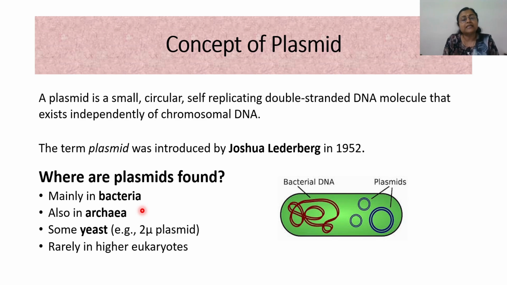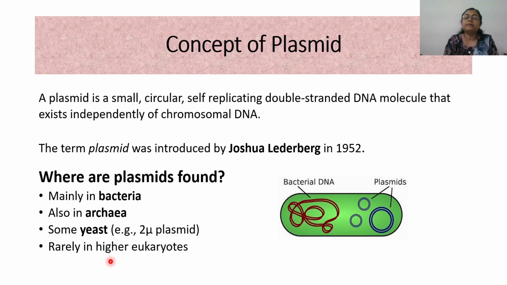Plasmids are also present in archaea. As we know, archaea are a type of bacteria which can withstand extreme conditions. This ability to withstand, for example, highest temperature or high salt concentration, is present in archaea due to the presence of special plasmids. Plasmids are also present in some yeast, for example, the 2-micron plasmid in Saccharomyces cerevisiae.